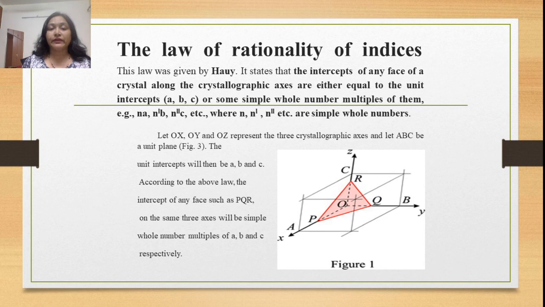In this particular figure, let OX, OY and OZ represent the three crystallographic axes, and let ABC be the unit plane. Then the unit intercepts are, suppose, small a, small b and small c. Now according to Haüy's law, the intercepts of a face such as PQR on the same three axes will be just whole number multiples of these intercepts a, b and c.